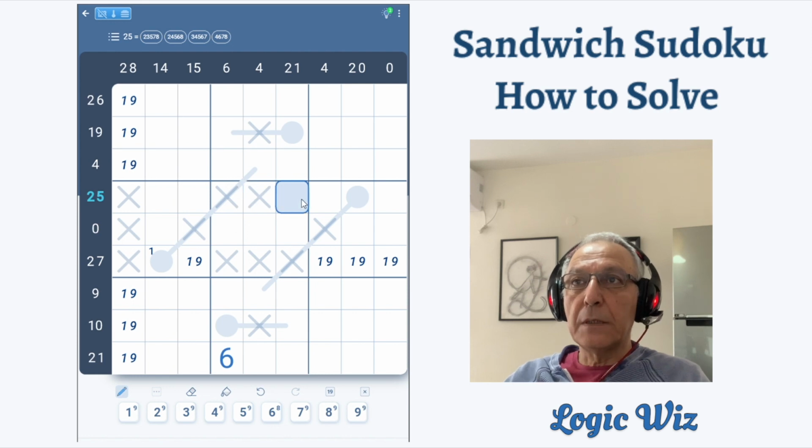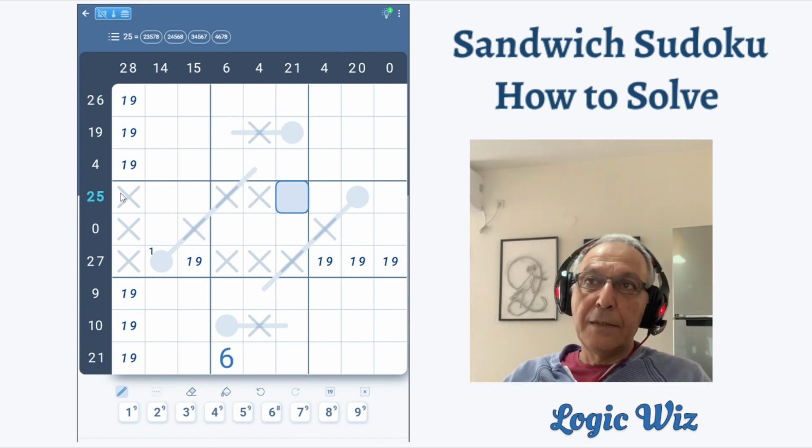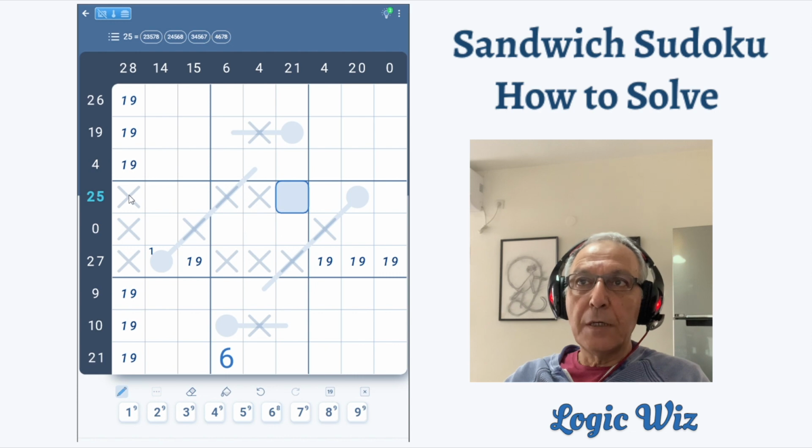How about this one? Theoretically we can have 4 digits to the left. However, in the last cell we can no longer have 1 and 9 because the 28 here limits the appearance of 1 and 9 here. Therefore, also here we cannot have 1 and 9. So I mark this one with an X.